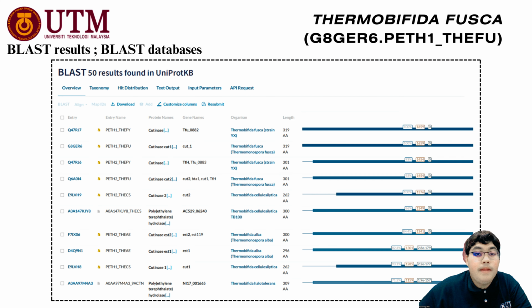Next, we have the blast results for Thermobifida fusca. The blast analysis was performed using the UniProt database, and here are the top 10 blast results for Thermobifida fusca, including Thermobifida fusca strain YX, Thermobifida fusca itself, Thermobifida cellulosilytica, Thermobifida cellulosilytica TB100, Thermobifida alba, and Thermobifida halotolerans. Despite some organisms having the same name, they differ in their gene names.